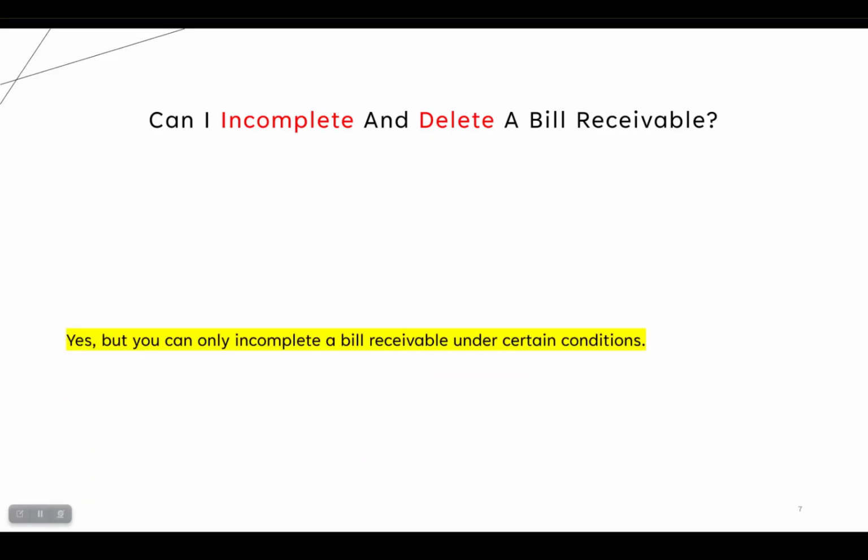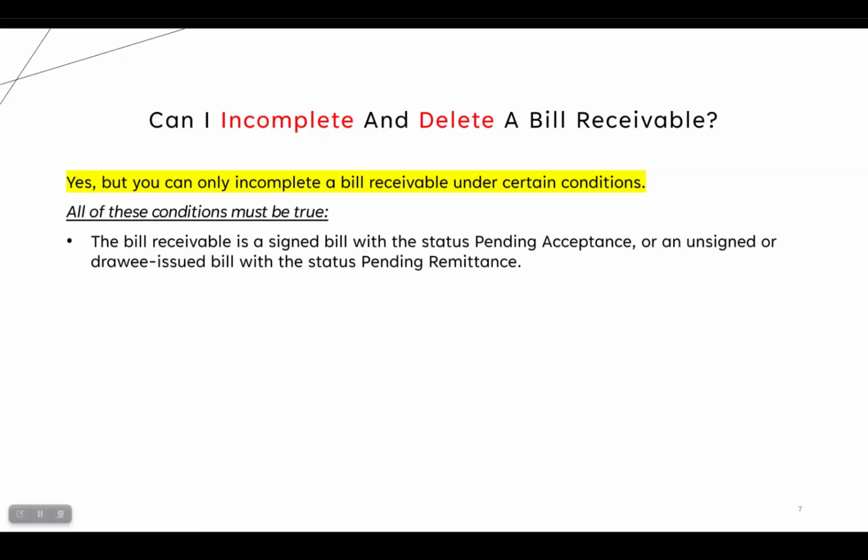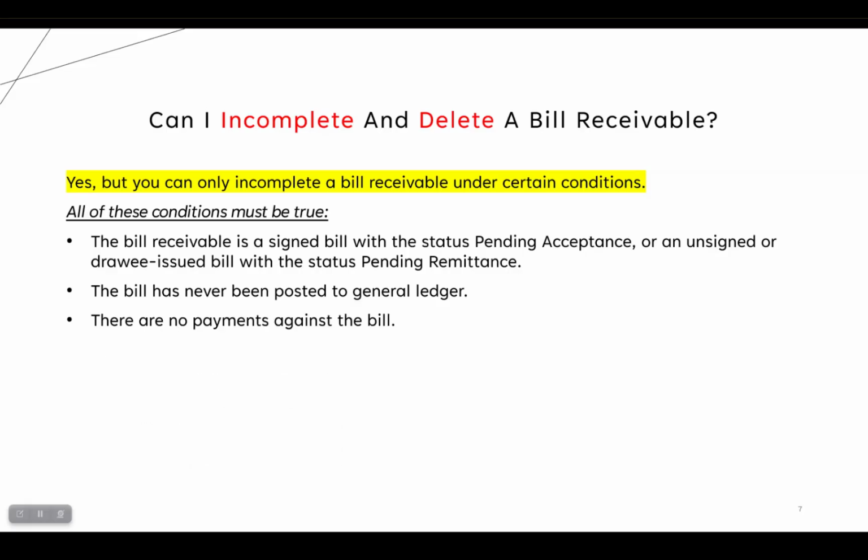What next? Can I incomplete and delete a bills receivable? Yes, you can incomplete a bills receivable only under certain conditions. What are these conditions? All of these conditions must be true. The bill receivable is a signed bill with the status pending acceptance, or an unsigned or drawee-issued bill with the status pending remittance. As I showed you before, this is a status like pending remittance. The bill has never been posted to general ledger. There is no payment against the bill.